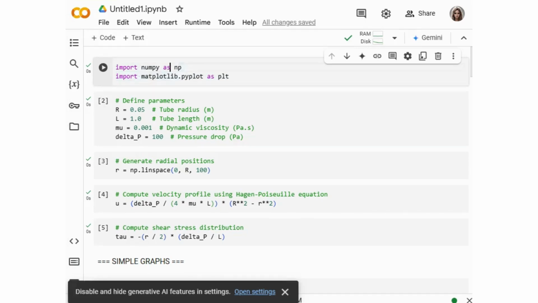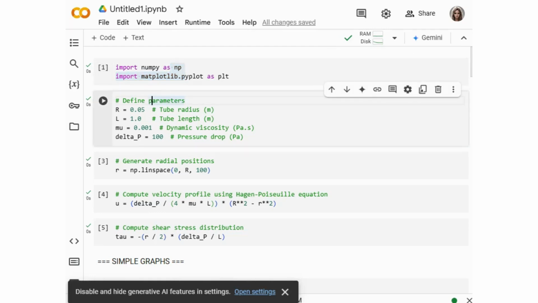So first of all, we are importing the libraries. Then we are defining the parameters. So here R is the radius of the pipe set to 5 centimeters, L is the pipe length set to 1 meter, and mu is the viscosity of the fluid given in Pascal seconds. Then we have delta P, the pressure difference driving the flow through the pipe.